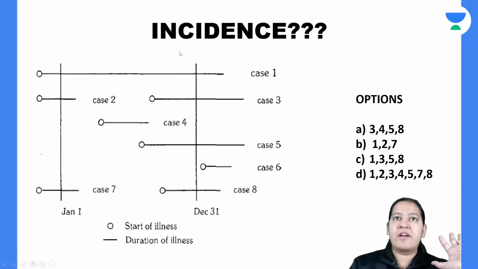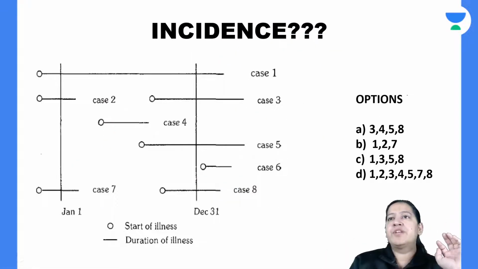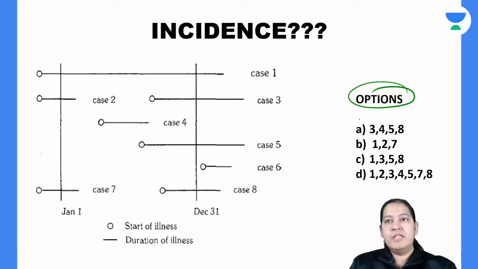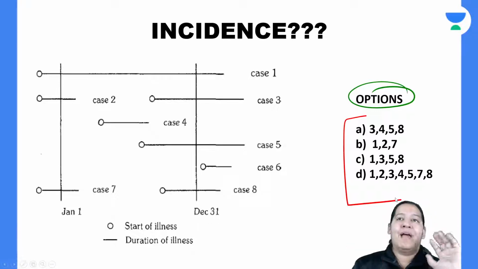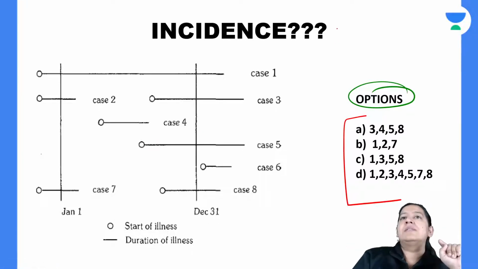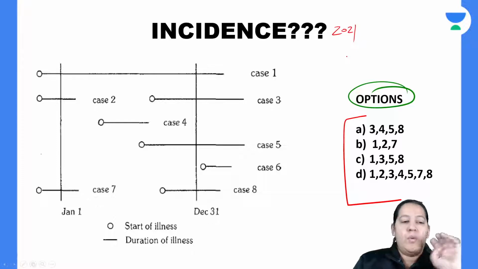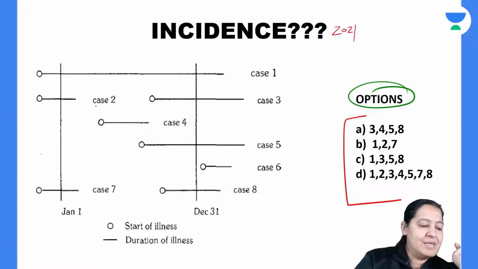If you got this diagram, answer this. The 4 options are in front of you, A, B, C, D. My simple question: what is the incidence? You know the definition of incidence, apply it. What is the incidence of disease in 2021? Who will tell me? Kuldeep, Iram, Rishinika, anyone else?